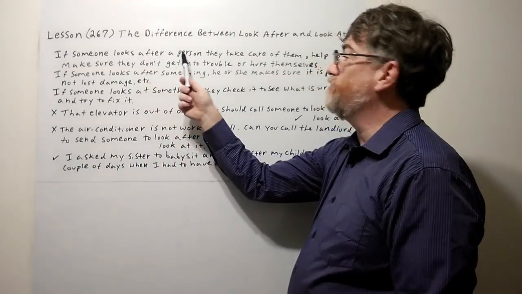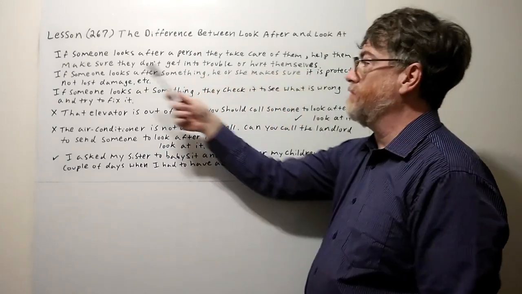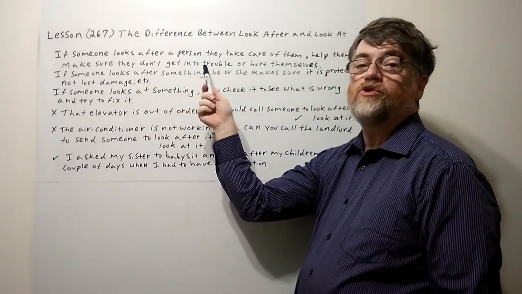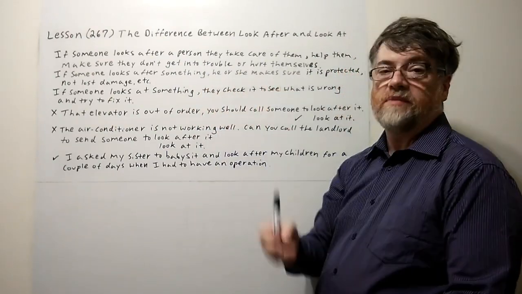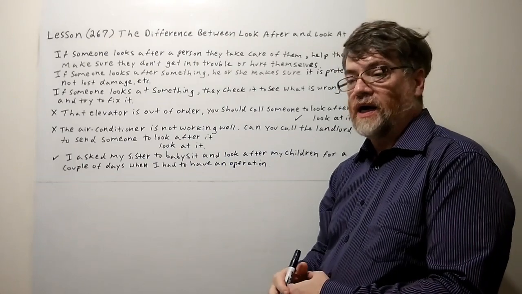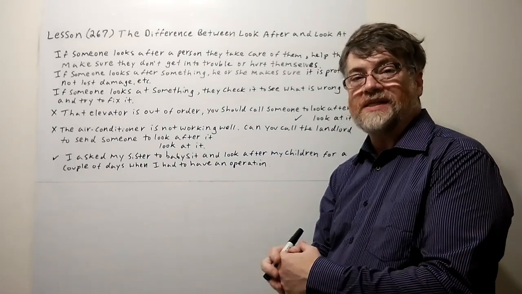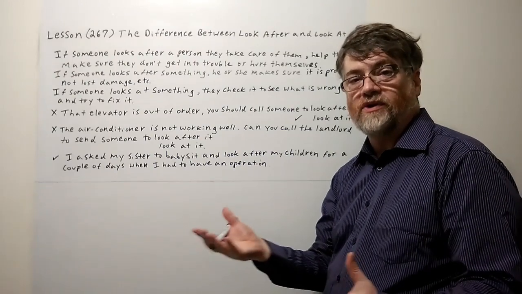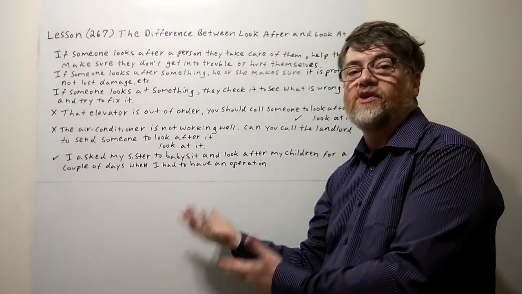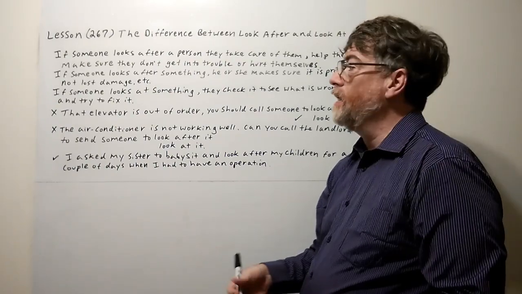If someone looks after a person, they take care of them, help them, make sure they don't get into trouble or hurt themselves. So if you're looking after someone, maybe they're sick, maybe they need your aid, maybe it's small children, maybe it's an elderly person that has difficulty getting around, you might look after them. Make sure they're okay, make sure they don't get into trouble.